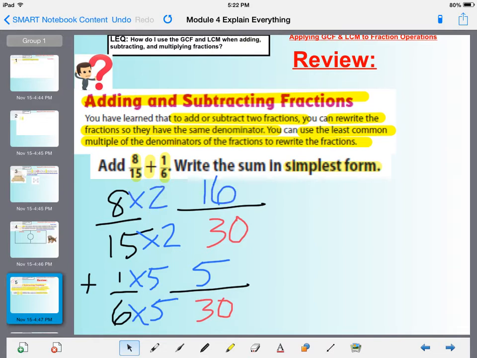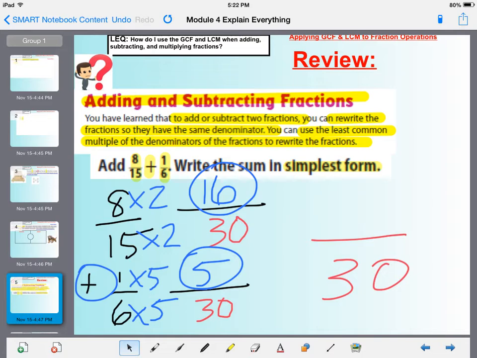Now that I have common denominators, all I have to do, that denominator always stays the same, and I just have to add 16 plus 5, which is 21 over 30. And so my answer here is 21/30.